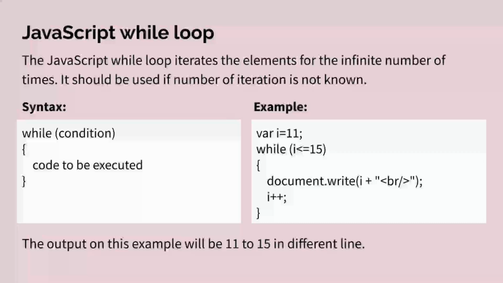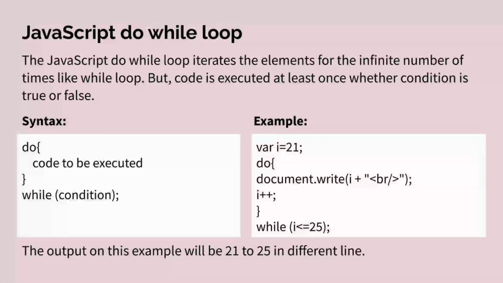The second type of loop in JavaScript is the while loop. The JavaScript while loop iterates for an indefinite number of times. It should be used if the number of iterations is not known. The syntax of the while loop is while, in parentheses, condition, and the example is shown on the screen.